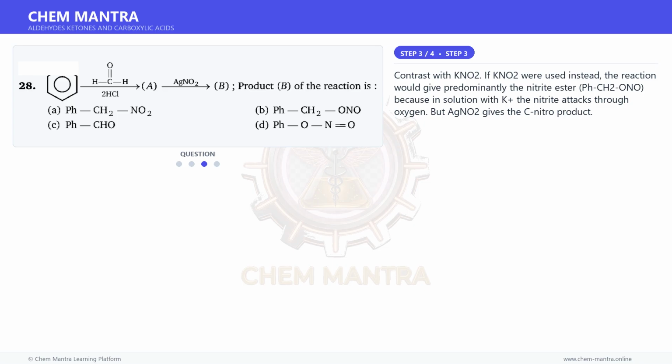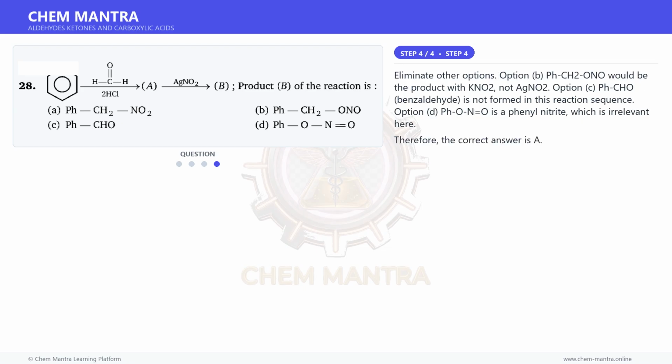Contrast with KNO2. If KNO2 were used instead, the reaction would give predominantly the nitrite ester PhCH2ONO, because in solution with K+ the nitrite attacks through oxygen. But AgNO2 gives the C-nitro product.